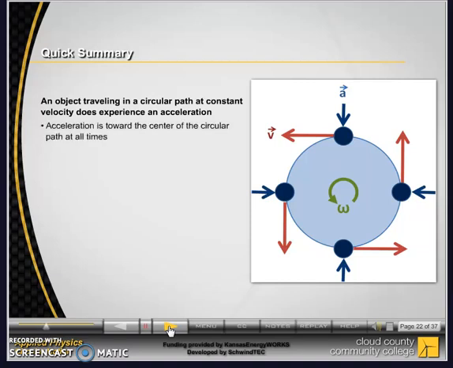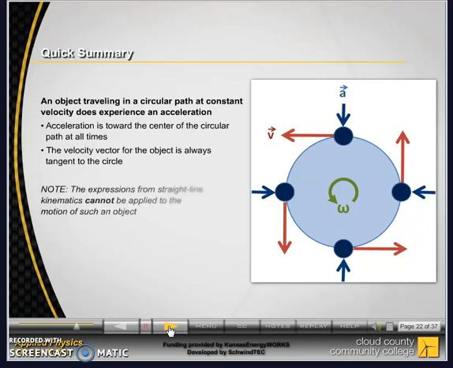An object traveling in a circular path at constant velocity does indeed experience an acceleration. This acceleration is toward the center of the circular path at all times. The velocity vector for the object is always tangent to the circle. Note, the expressions from straight-line kinematics cannot be applied to the motion of such an object.